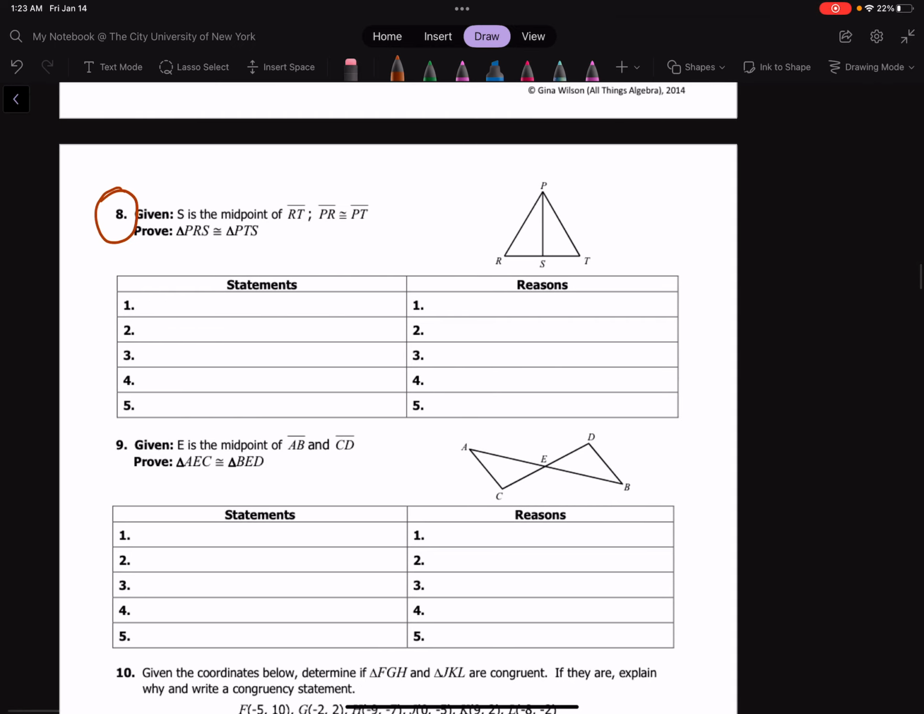So here these are all blank. All right, so let's say you are given S is the midpoint. So let us write them first. We write S is the midpoint of RT. So what does it mean? It means that RS is congruent to ST if it is the midpoint. So this is given to us. So we say given.